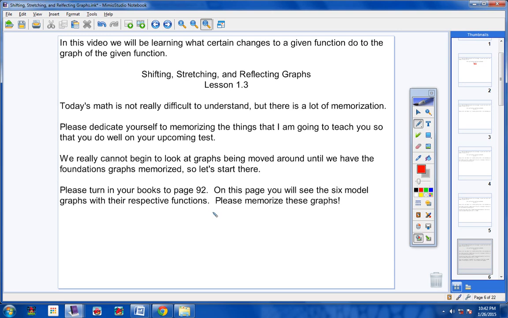Please memorize these graphs. Now, when I say that, right away you're going to be like, oh, Mr. Howard, that's crazy. Actually, most of these you already know, and the ones you don't know are really easy to come up with on your own. Okay, so let's take a look at each of these, and you take notes however you feel led to do so. Okay, so here we go.